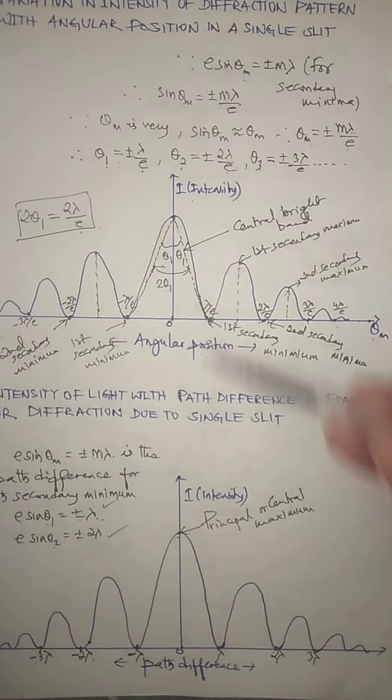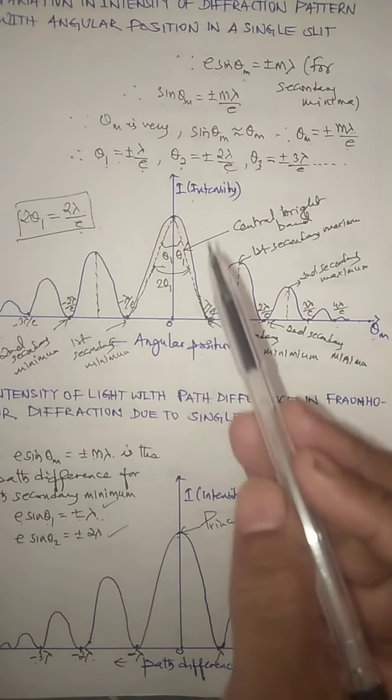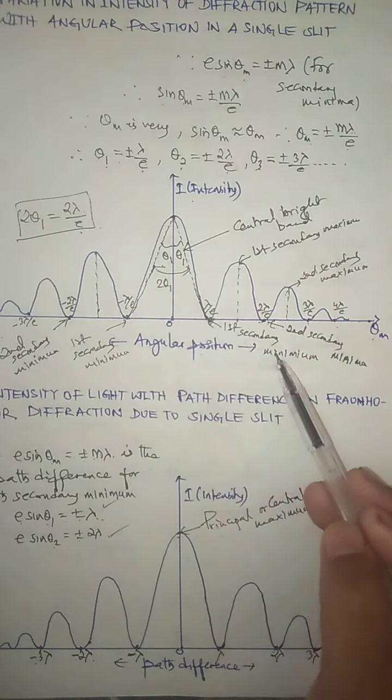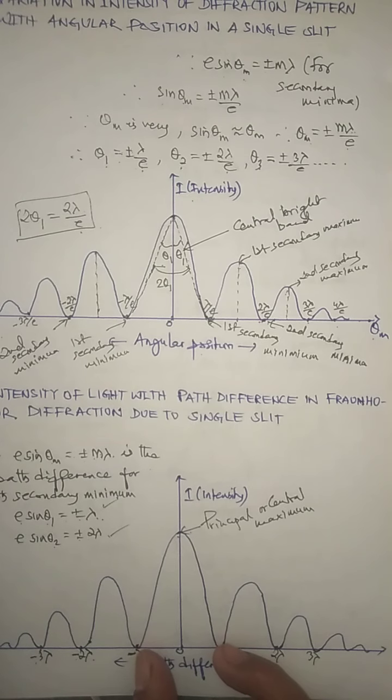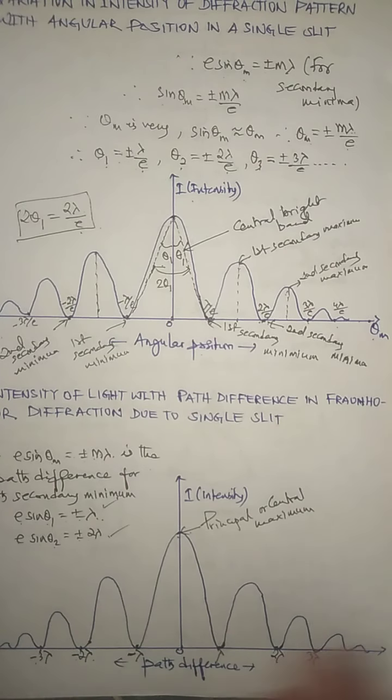But children, just compare these two graphs. These two graphs' nature is the same. The only difference is that this graph is intensity versus angular position, and this is the intensity versus path difference graph. In this graph also we have a center maximum which has maximum width. Then when we move from the center maximum to both sides, the width decreases and the intensity also decreases. So this makes the explanation, the graphical representation, especially to understand the diffraction pattern due to a single slit.